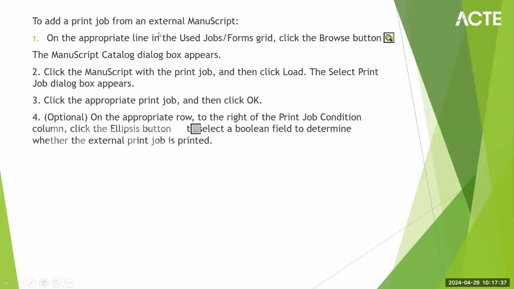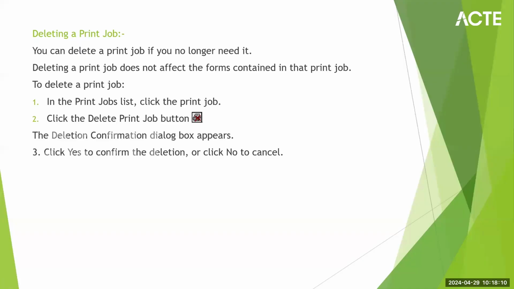Like manuscript name, you need to click. Then the print job dialog box appears. Click on the appropriate print job, like new print job, quote print job, bind print job, declaration print job, issue print job, and loss print job. Whatever print job you want to extract, you need to click that and then click on OK. And this is optional, you need not. That is how you add this print job from the external manuscript.